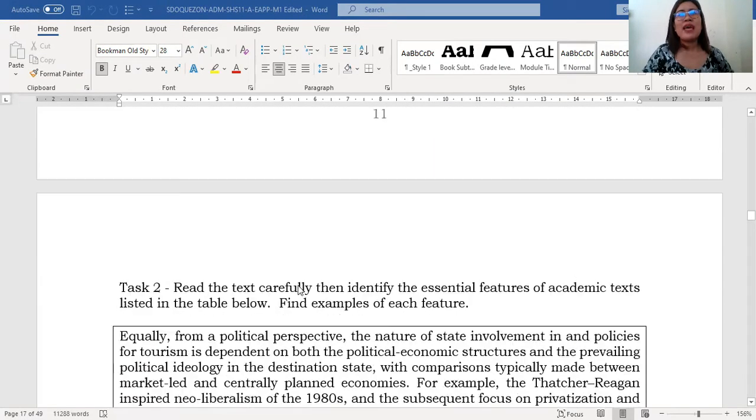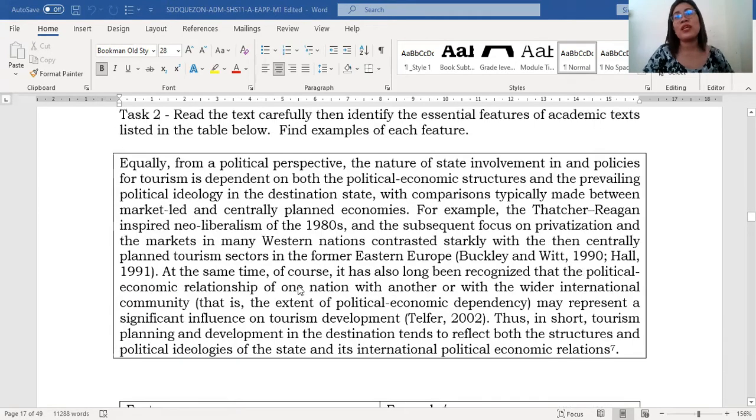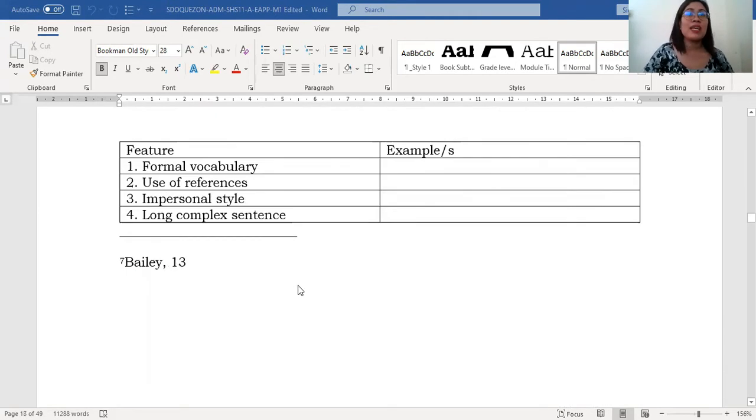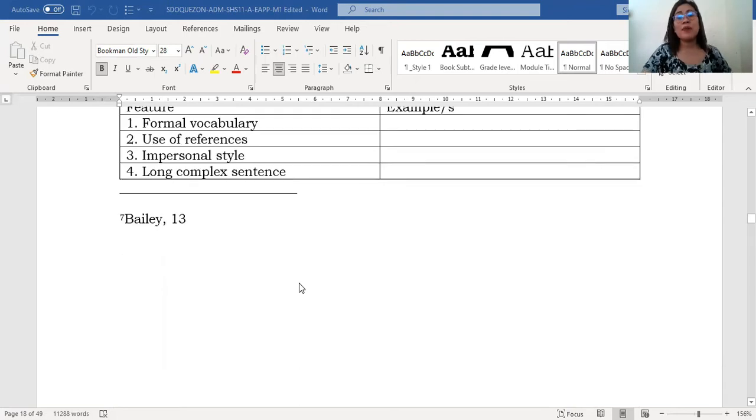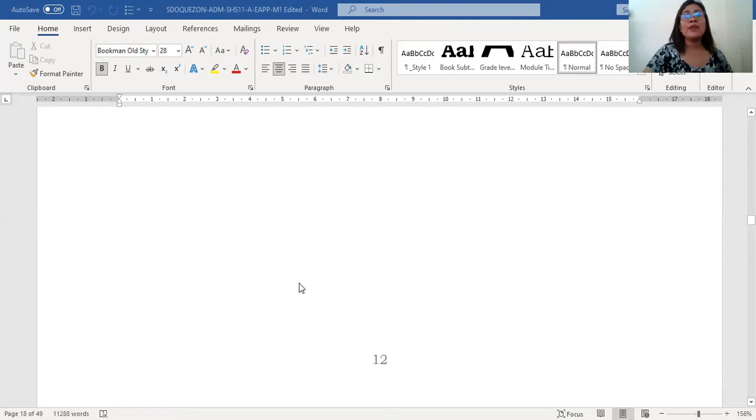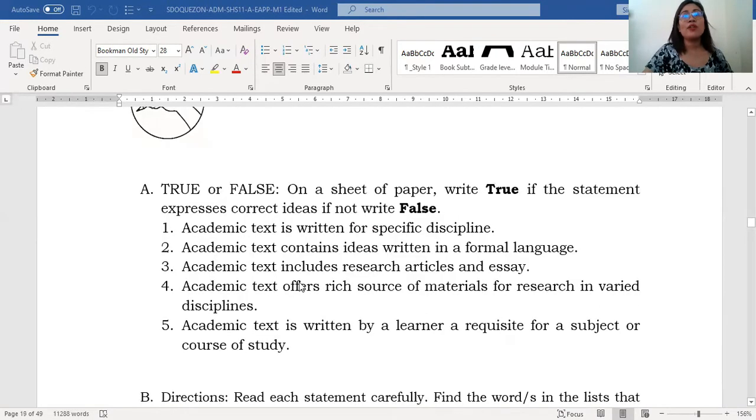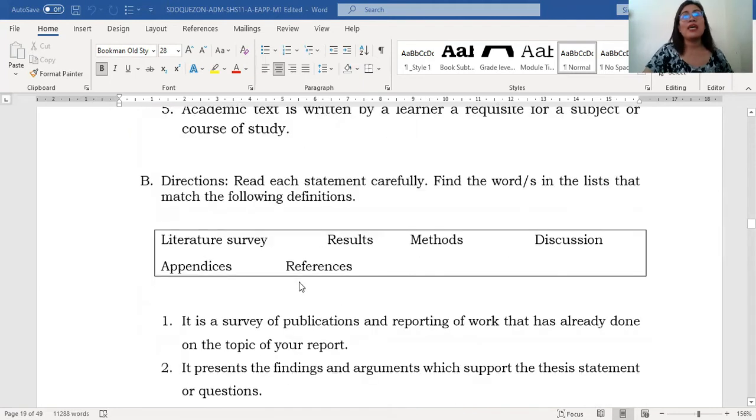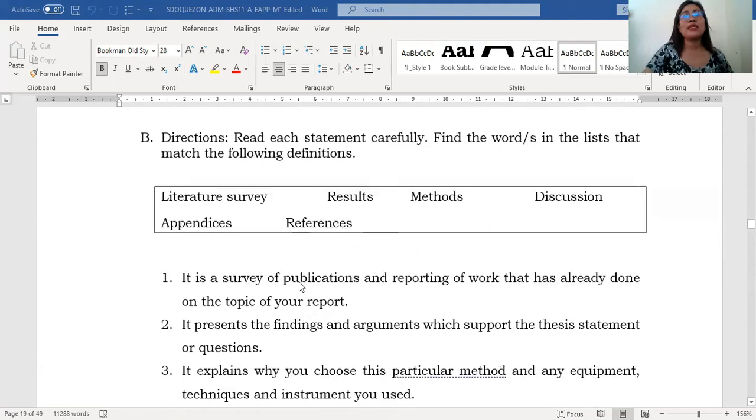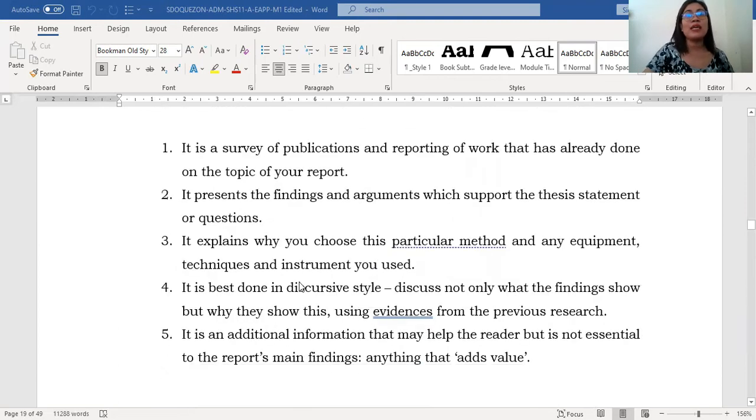I don't think I have included task 2 in your answer sheet, so you will not be worrying about that anymore, but you are really free to read it and answer it on your own. Okay, so for assessment, you'll have to answer true or false for the following items 1 to 5, and find the words that match the definitions given in the following statements.